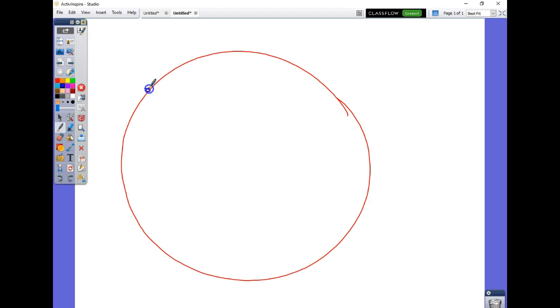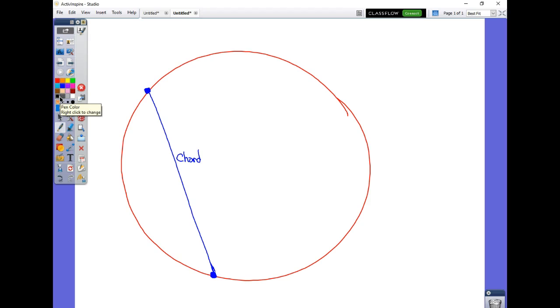If I have a segment that goes across the circle, this segment right here is going to be known as a chord. A chord is what is created by a line segment that goes from one point on a circle to another point on a circle.